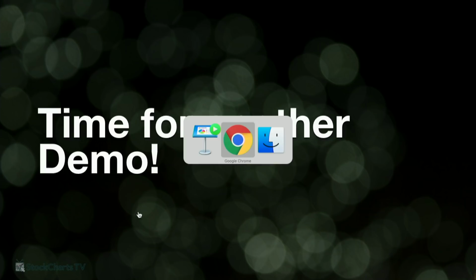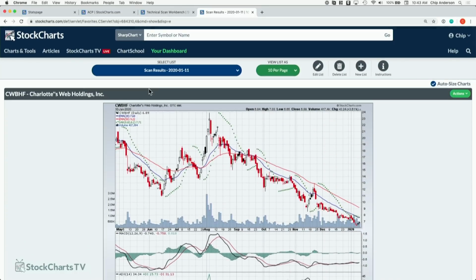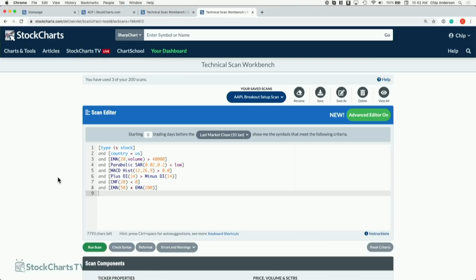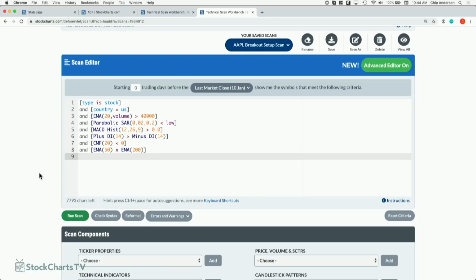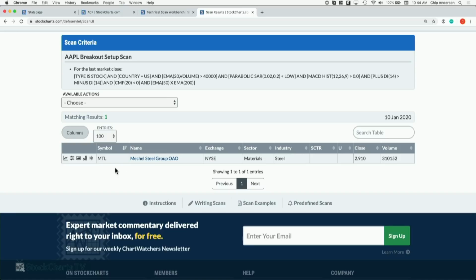So let's actually see what happens with that scan. I'm going to go back to the scan engine. Again, an easy way to get there is to go to your dashboard. And you could click here if you want, but I've actually already saved this as the Apple Breakout Setup Scan. And so I'm going to click Edit Scan, and we can see this. Here's that same scan loaded up into the scan engine. Actually, let me just make it just a little bigger too. Okay. And I'm now going to run that scan right now and see what results. So I've already typed it all in. This is exactly what we just went over a second ago. I'm going to hit Run Scan. And in this case, we get back 1 stock. And that's interesting.